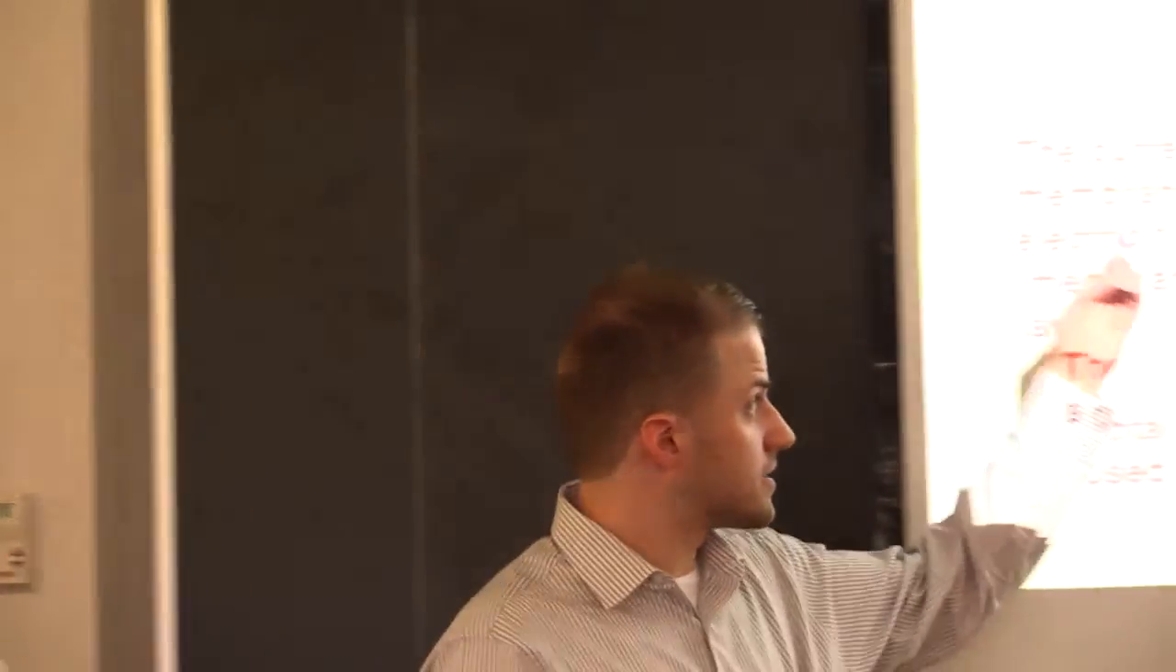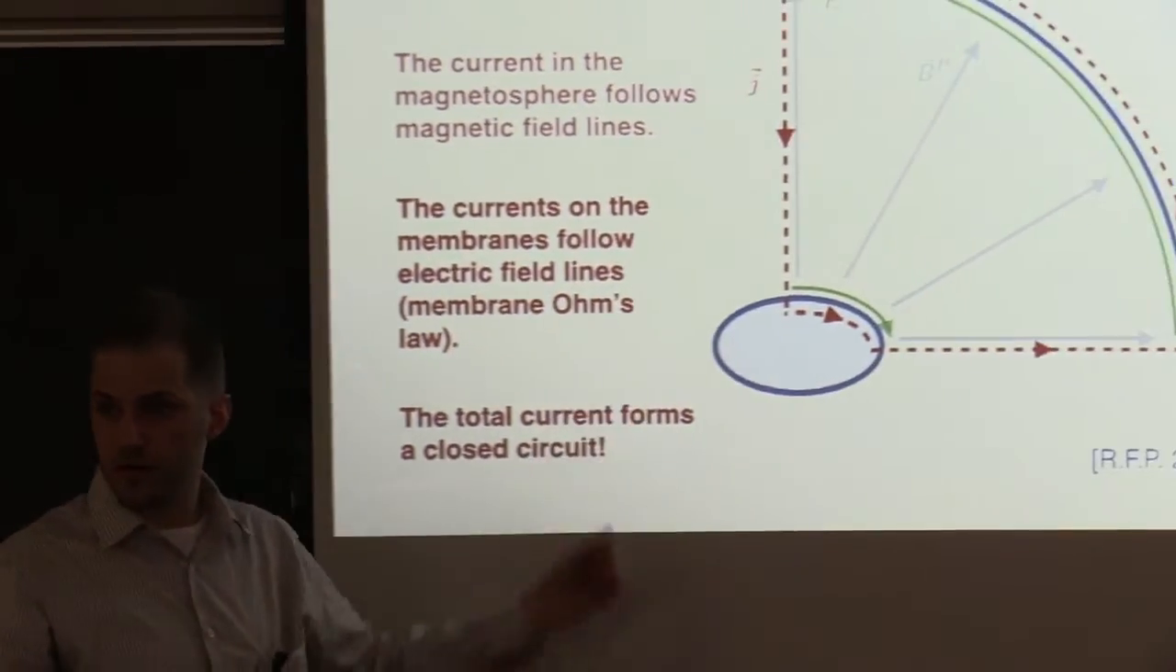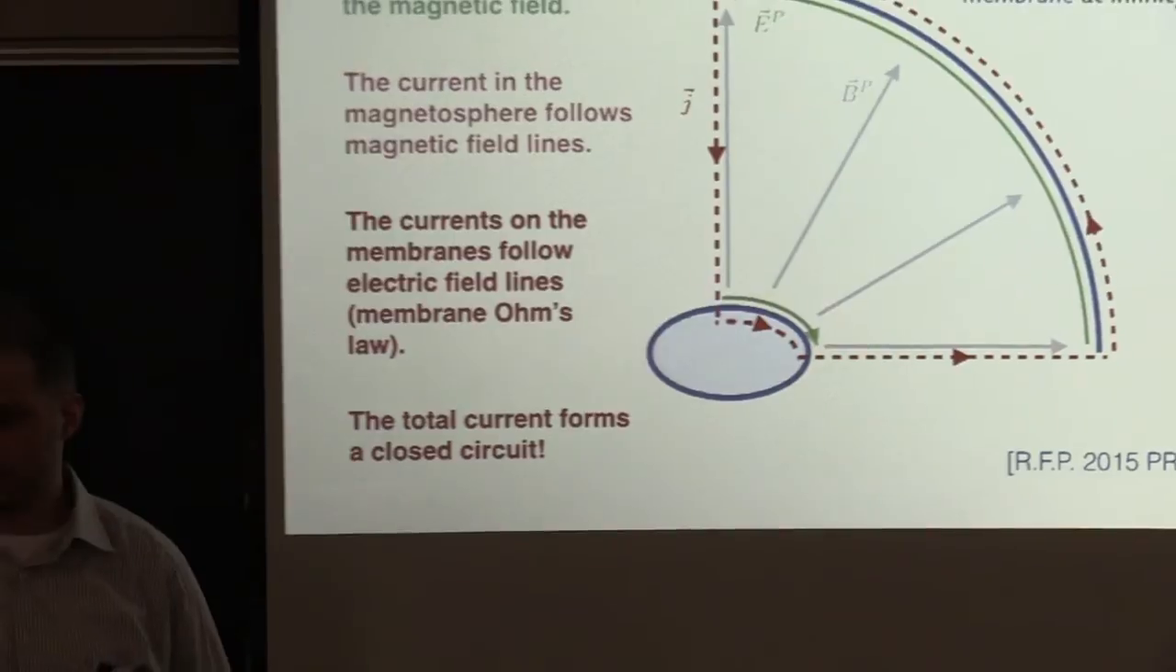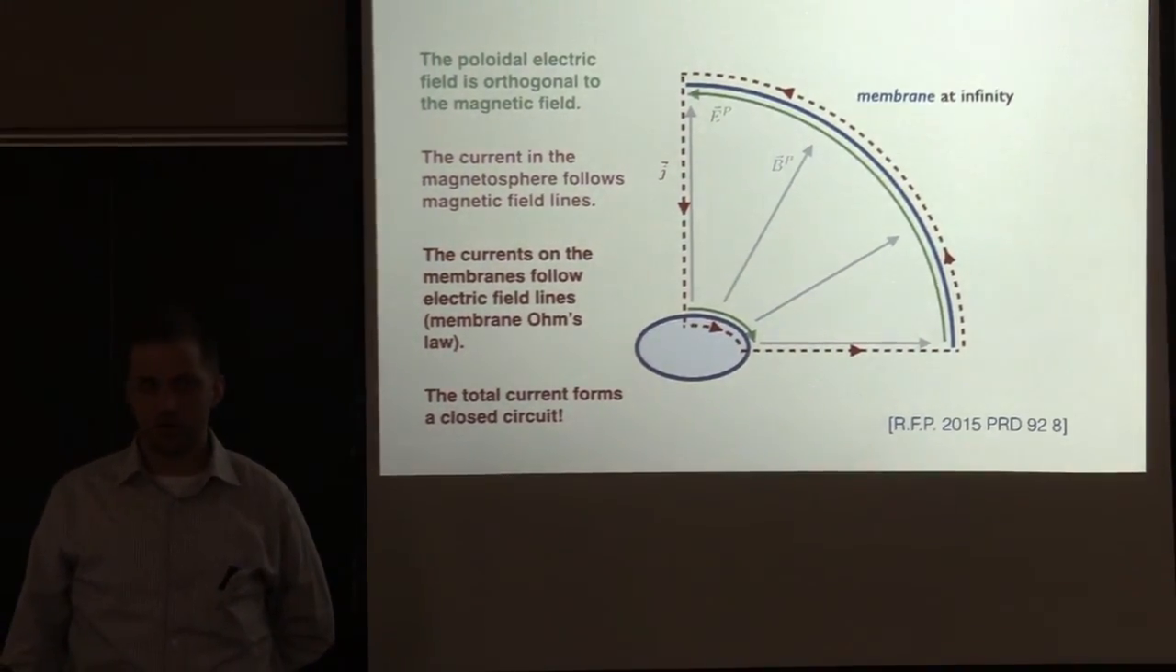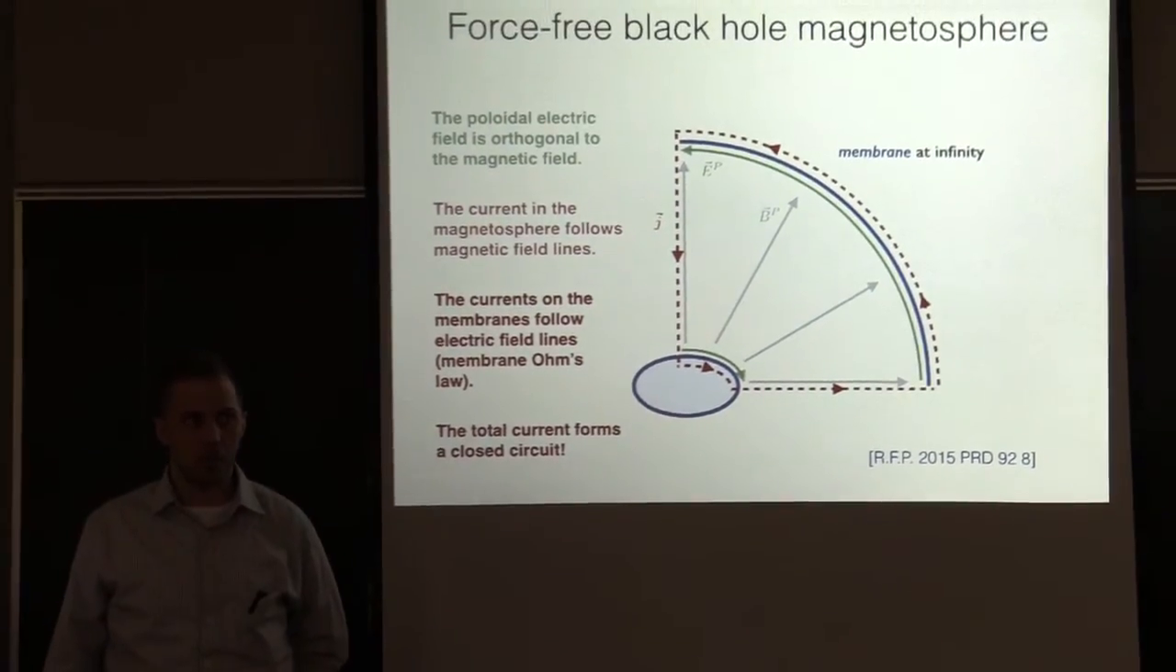Okay. All right. This approximation is basically that all charges move at the speed of light along magnetic field lines. Is that correct? Is that why you keep talking about null infinity?